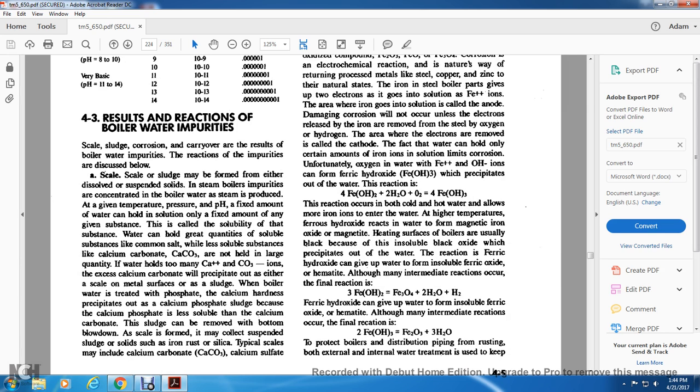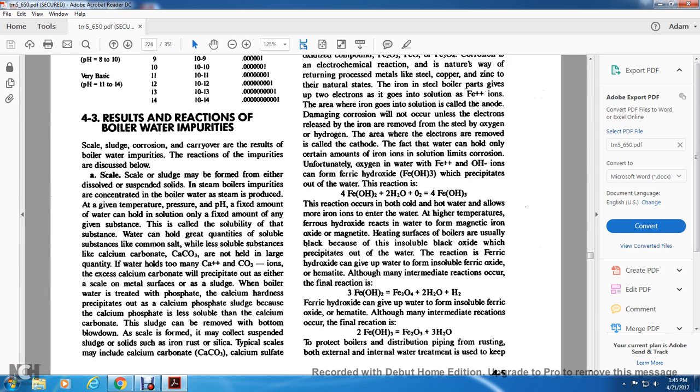Water can hold a great quantity of soluble substances like salt, while less soluble substances like calcium carbonate are not held in large quantities. If water holds too much calcium and bicarbonate ions, the excess calcium carbonate will precipitate, either as scale on the metal surface or as sludge. When boiler water is treated with phosphate, the calcium hardness precipitates as calcium phosphate. The sludge becomes calcium phosphate, which is less soluble. The calcium carbonate sludge can be removed at the bottom by blowdown.